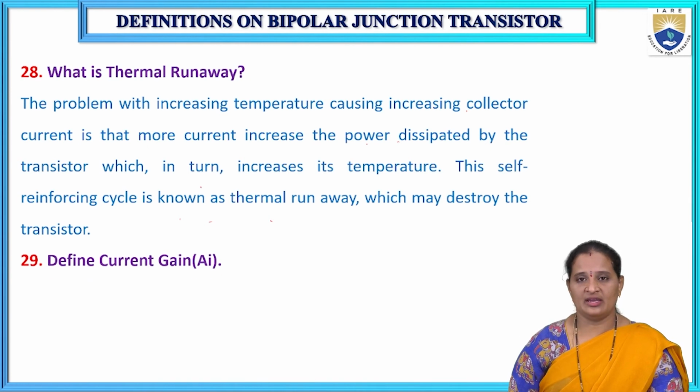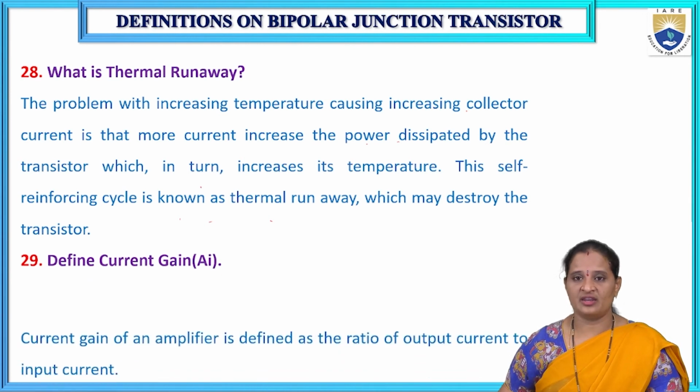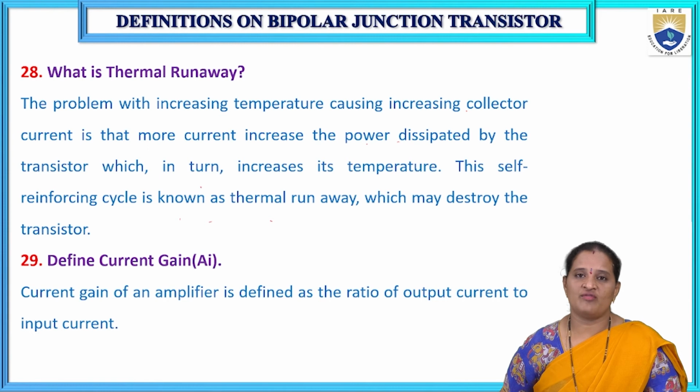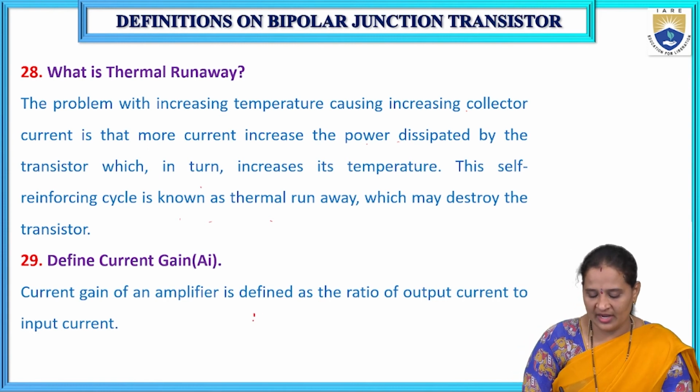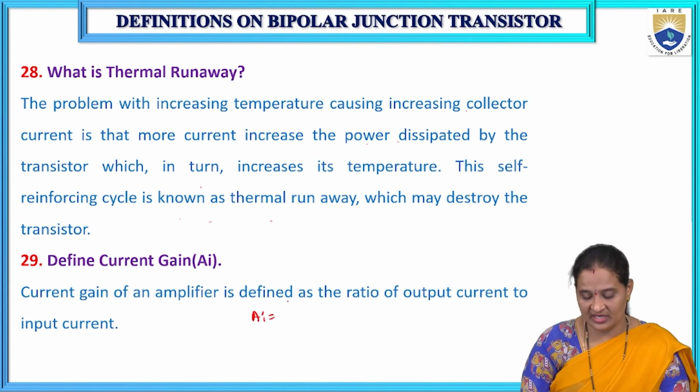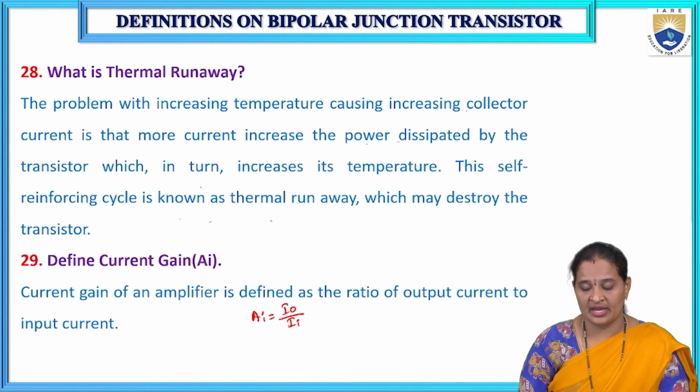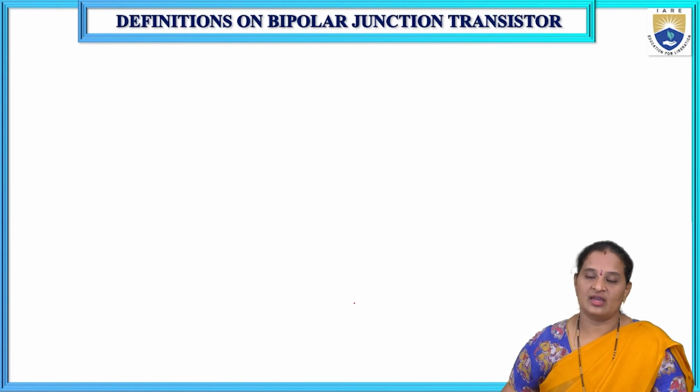Now coming to the current gain, how can we define a current gain? It is defined as a ratio of output current to the input current, which is represented by AI. AI is equal to I naught by II, where I naught is the output current and II is the input current, and this is also unitless or dimensionless. We don't have any dimensions to this current gain.